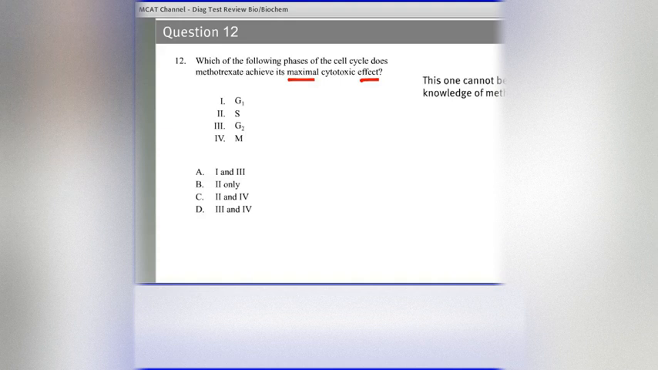But that's the point, Maribel. You absolutely hit the nail on the head. Because I'm essentially killing S, I can't get to M phase. So maximal cytotoxic effect, boom, absolutely answer choice B. It is destroying S phase. We cannot make new DNA. Well then, we're not affecting the M phase because we can't even get there.